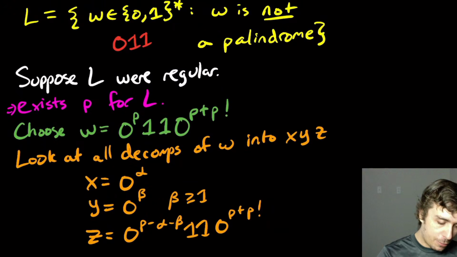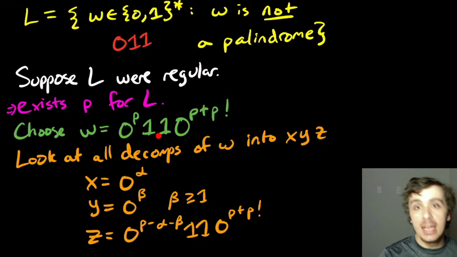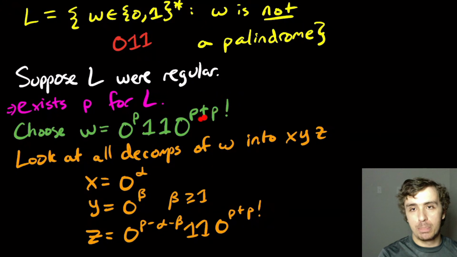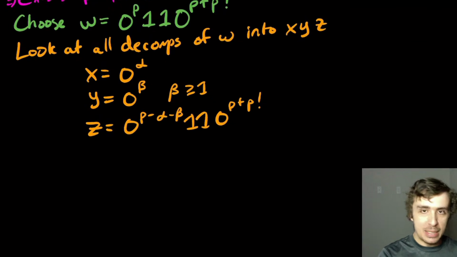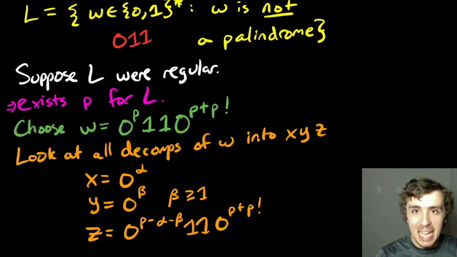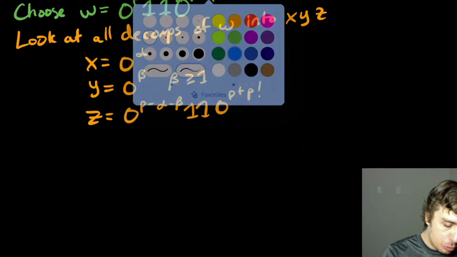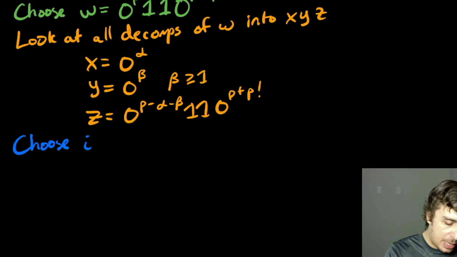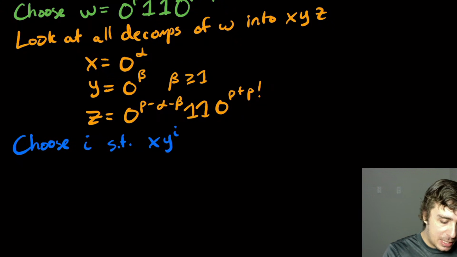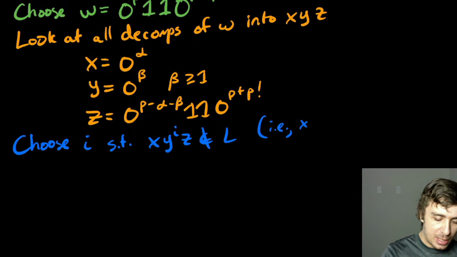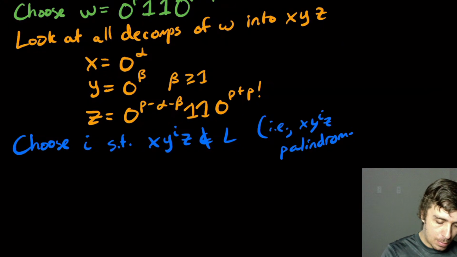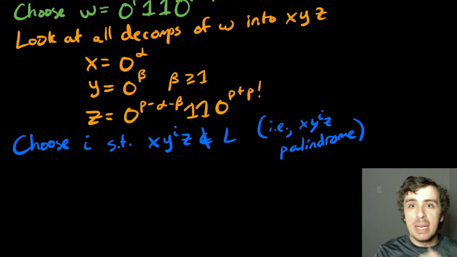I should check first. This is clearly of length at least P, and it is not a palindrome because P plus P factorial is strictly more than P, so it is in the language. It is in L, it's not a palindrome. Okay, so now what we want to do is choose an I such that X, Y to the I, Z is not in L. In other words, X, Y to the I, Z is a palindrome, because that's what it means to not be in the language.